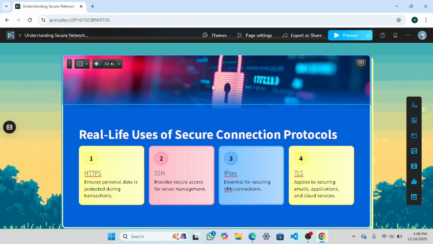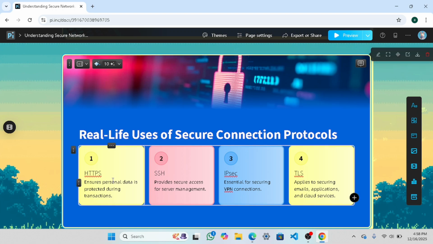Now moving to the next slide, where we'll see real-life use of secure connection protocols. HTTPS ensures personal data is protected during transactions. SSH provides secure access for server management. IPsec is essential for securing VPN connections. TLS applies to securing email, applications, and cloud services.